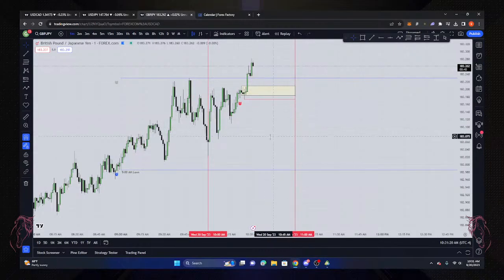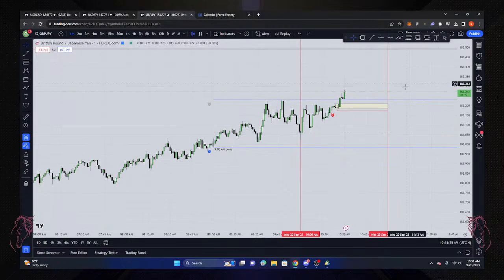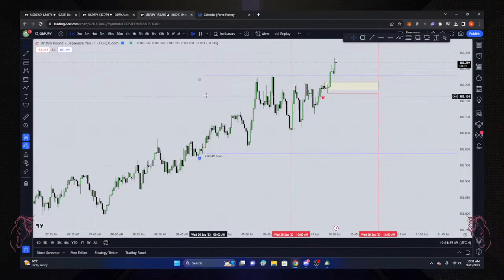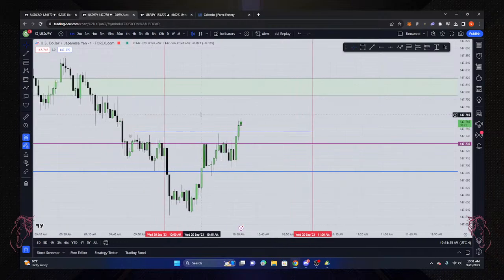If I don't see an entry throughout the day or throughout the kill zone hours, I would place alerts on these lines and then let price do its thing. And if it gives me an opportunity, I'll take it. If it doesn't give me an opportunity, I don't take a trade.